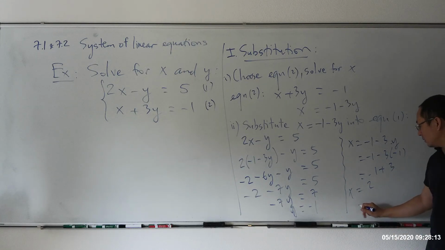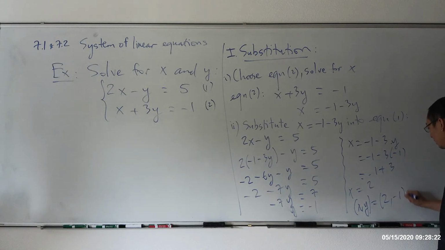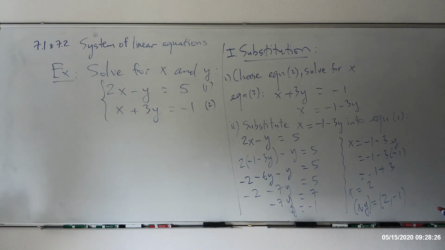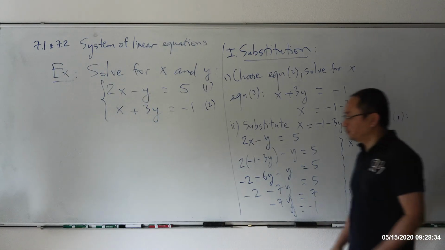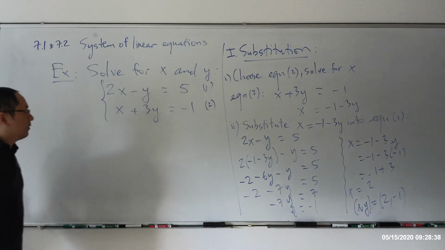And this is how we usually write to express our solutions. (x, y) is equal to (2, -1). It's like a 2-tuple. Alright, that means x equal to 2 and y equal to negative 1. It looks like what? A point. X coordinate and y coordinate of a point on the plane. Alright, so the solution is x is 2 and y is negative 1.